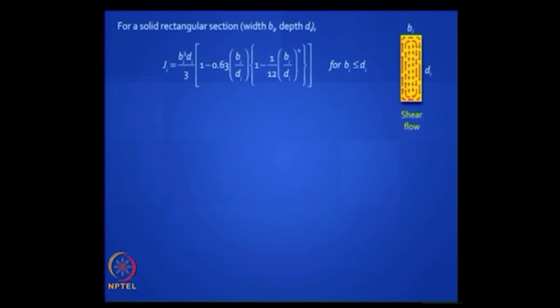If so, in a rectangular section, the value of J can be shown to be as shown in that expression. It is a function of B and D. B is the width of the section, D is the depth of the section, B is assumed to be less than D, otherwise you have to interchange the terms.